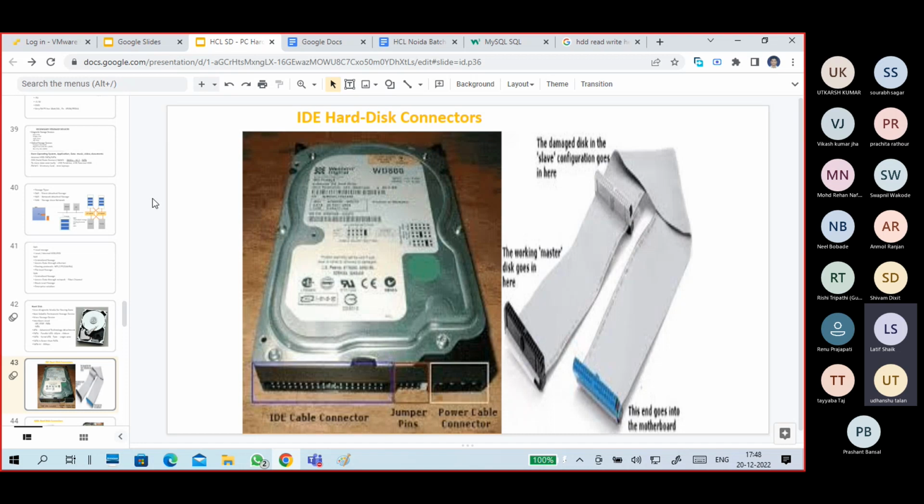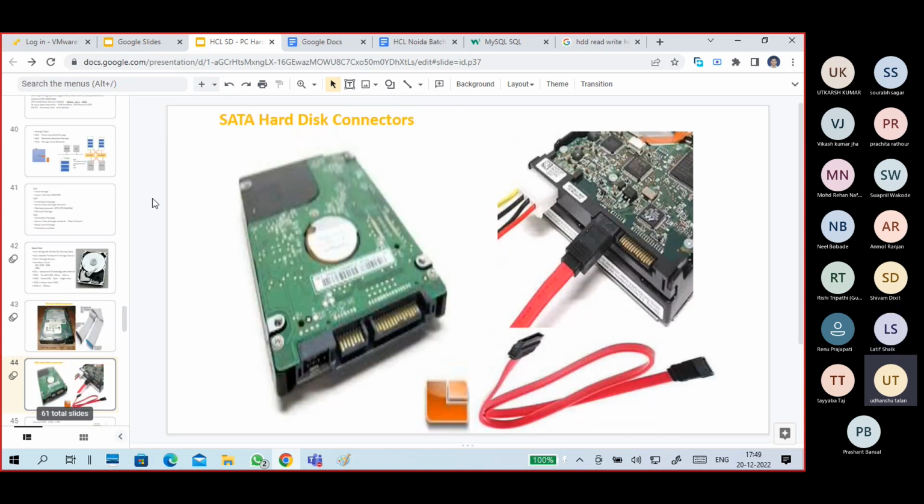So this is the IDE or PATA type of connector. You can see the IDE cable connector. It's a 40 pin connector, and this is a ribbon cable. One end of the cable goes to the motherboard, and the other two ends you can connect to two drives, two hard disks, or one hard disk and one CD ROM. So one cable, two drives you can connect.